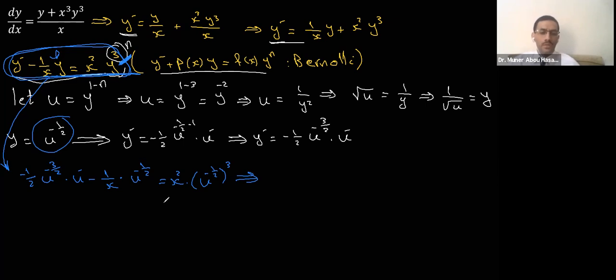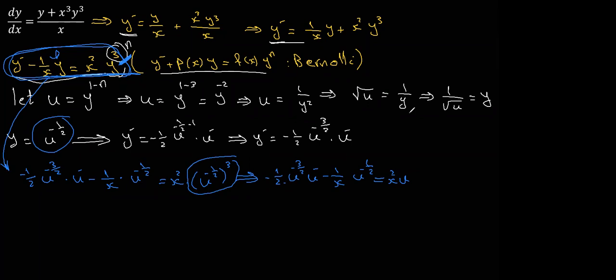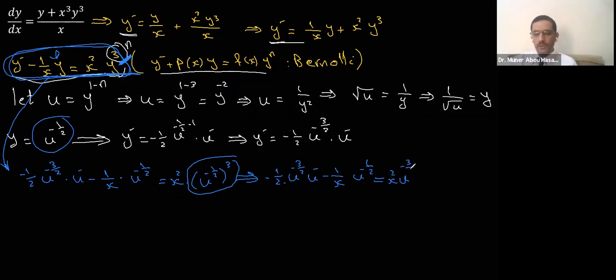First of all, let me write this in another formula. So I have negative half u to the negative 3 over 2 u prime, minus 1 over x u to the negative half, equal all of them x squared u. Now this u, it will be what? U to the power what? You remember? U to the power negative 3 over 2. Yes, you are right. U to the power negative 3 over 2. Only multiply between the two powers.